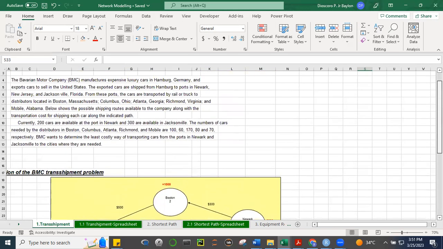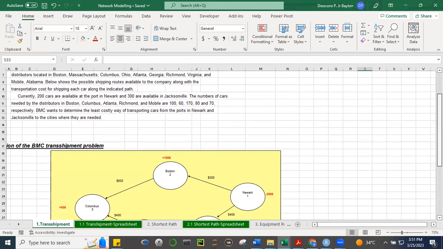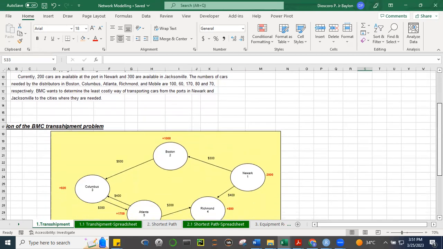Okay, so which are mentioned here, and this is the possible shipping or trucking route, along with the transportation cost, yung mga cost na to. Currently, 200 cars, sorry, this should be 2,000. Sorry for the typographical error. So kindly just add zeros there. So 2,000 and 3,000 available in Newark and Jacksonville, respectively.